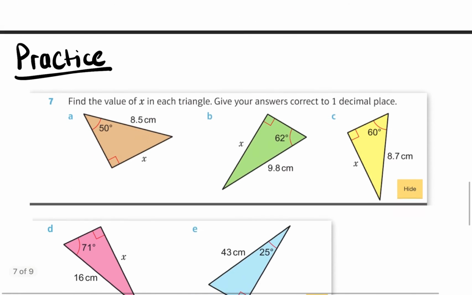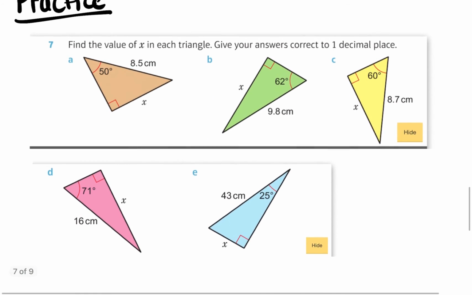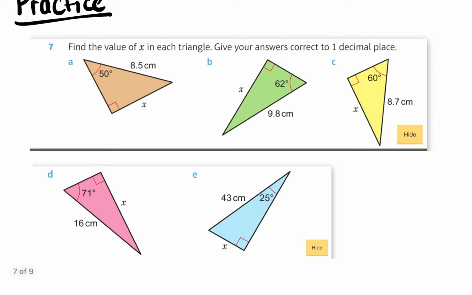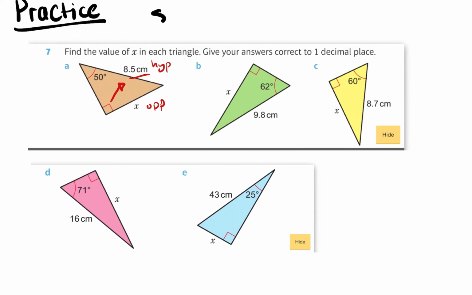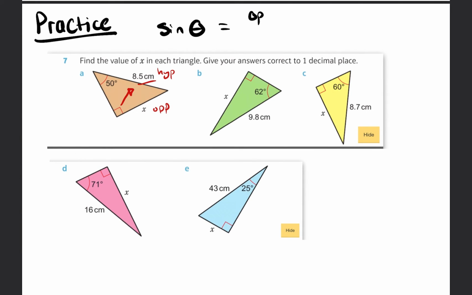Okay. Can you have a go at these 5 practice questions? Remember, always find what your hypotenuse is. It's always opposite the right angle. So that's your hypotenuse there, and that's your opposite here. So these are all sine rules. All of these is going to be sine theta. Sine of theta equals opposite over hypotenuse. So your theta's there.